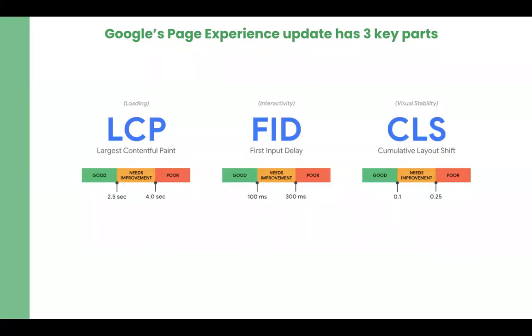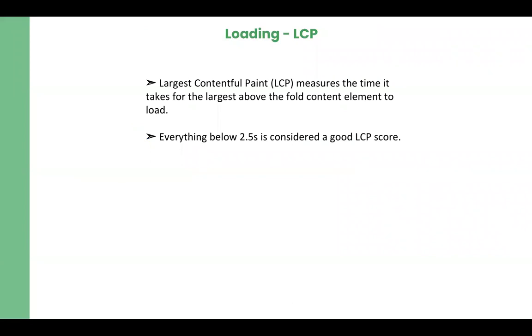So what are the 3 parts of the Core Web Vitals? We're going to go into each one in detail. There's LCP, FID, and CLS. This presentation will cover each one of these Core Web Vitals in detail. Firstly, LCP. What does it stand for?